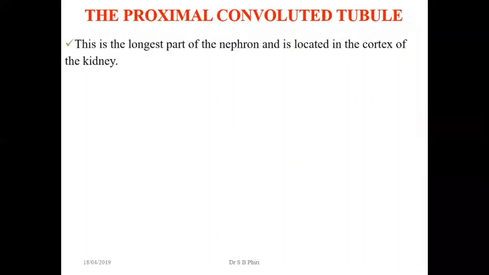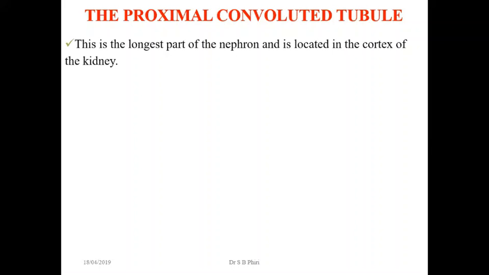The proximal convoluted tubule is the longest part of the nephron and is located in the cortex of the kidneys. Remember, the kidneys are divided into the cortex and the medulla at the center. So the proximal convoluted tubule is mainly located within the cortex. And we have two different types of kidney nephron, if you remember. We had the cortical nephron, where the glomerulus is located in the cortex, and most of the nephron is also located within the cortex. That's why it's called the cortical nephron.